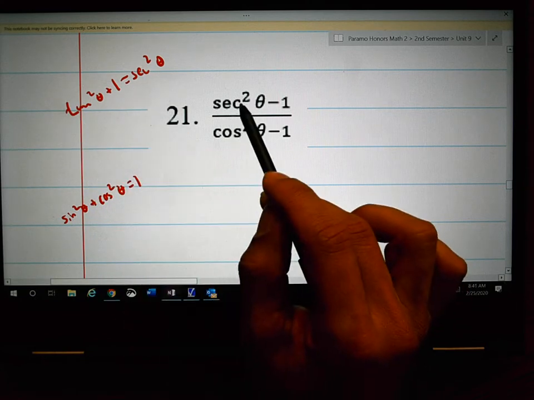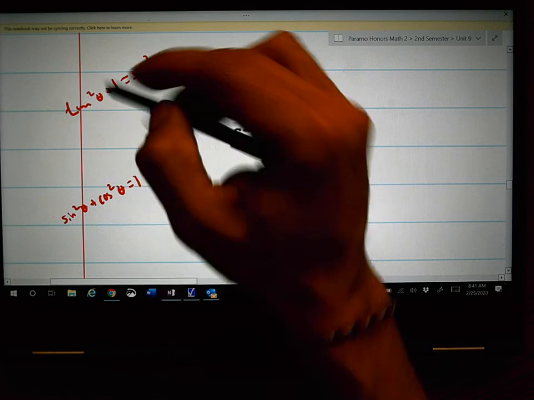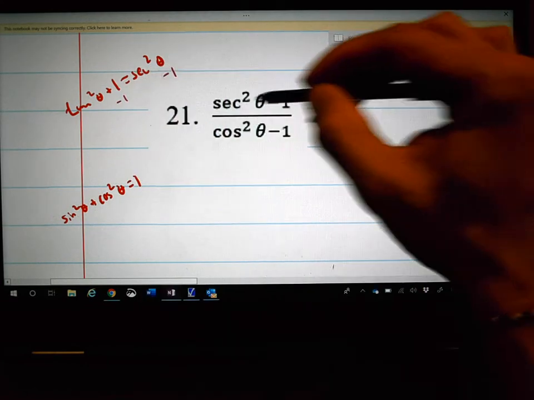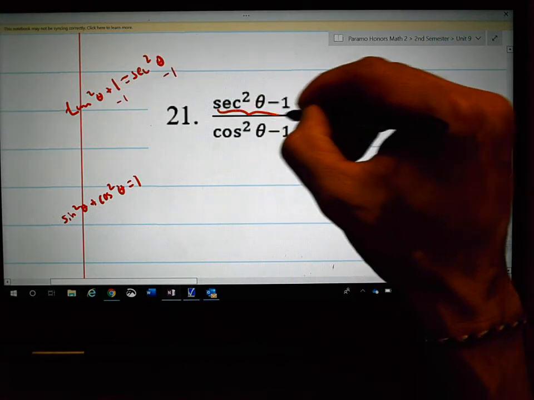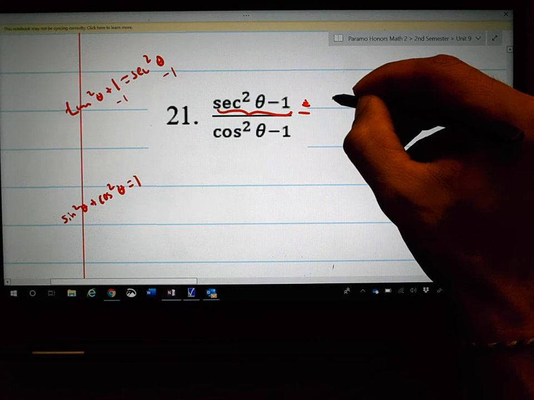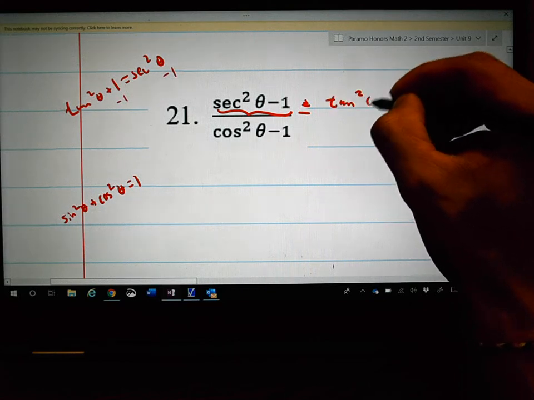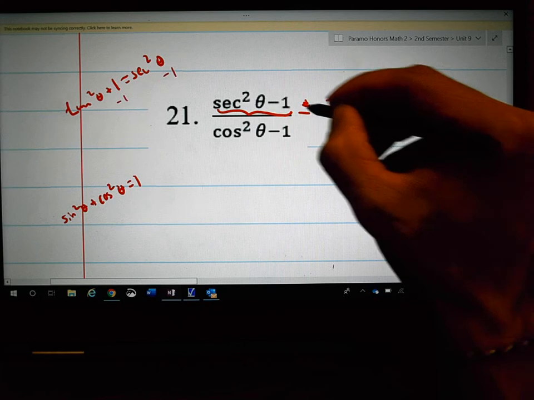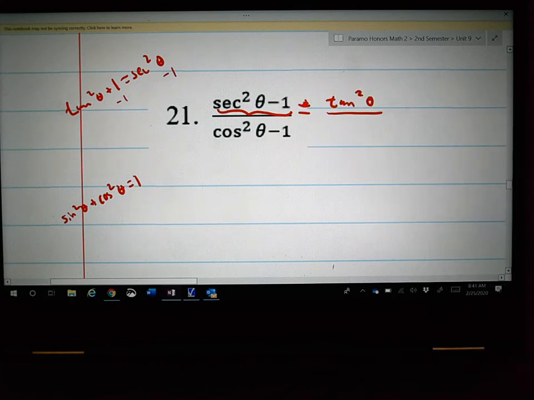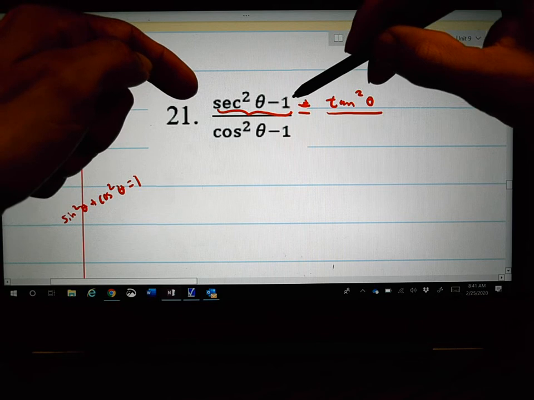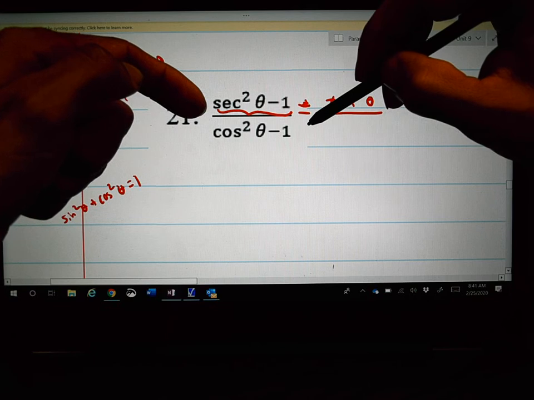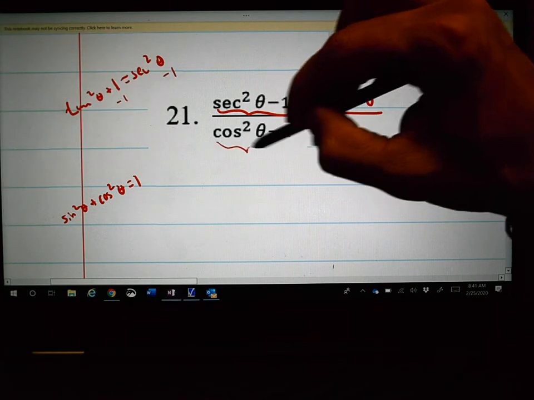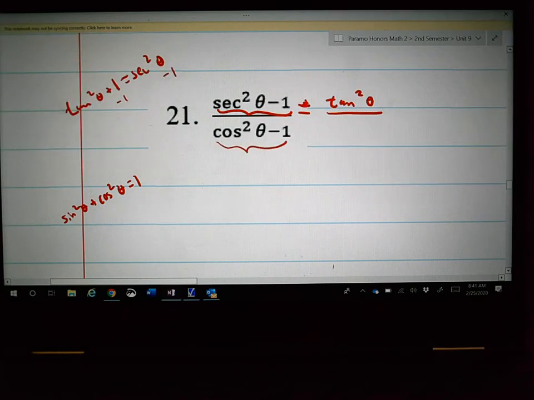Secant squared minus 1. Think about if you subtract 1 from both sides, you would have that secant squared minus 1 is the same thing as, let's just change this out, to what? Tangent squared of that angle. Okay? Well, if I took this one from 2 terms into 1 term, then I should hopefully be able to do that same thing with the bottom. I'm going to try the same thing here. Take it from 2 terms down into 1 term, and that should make things easier.